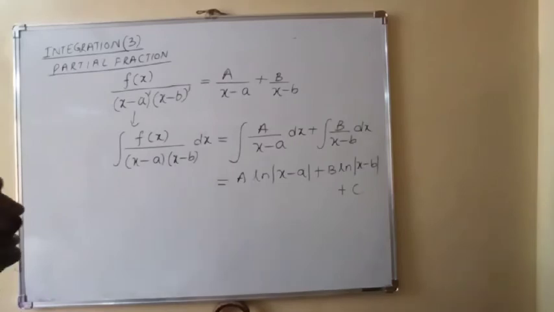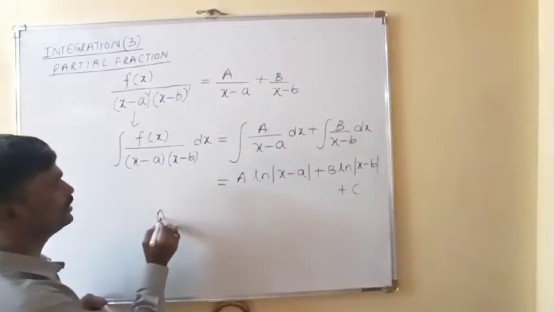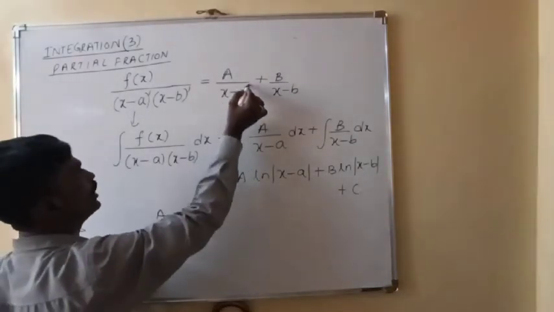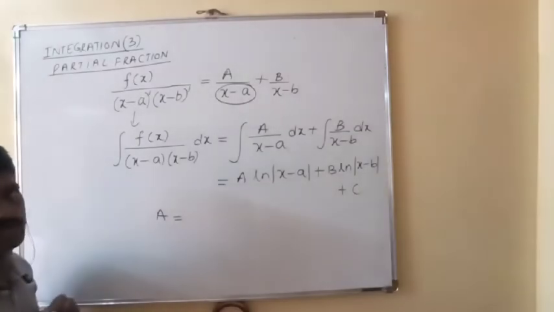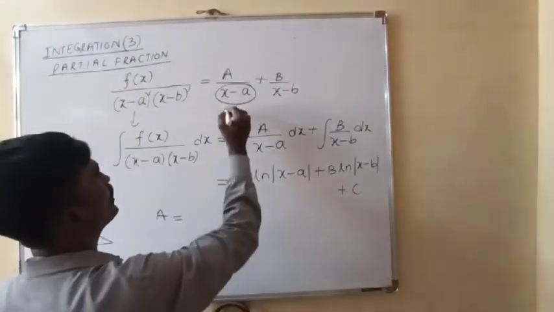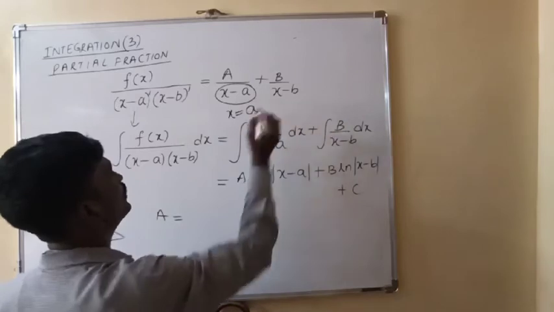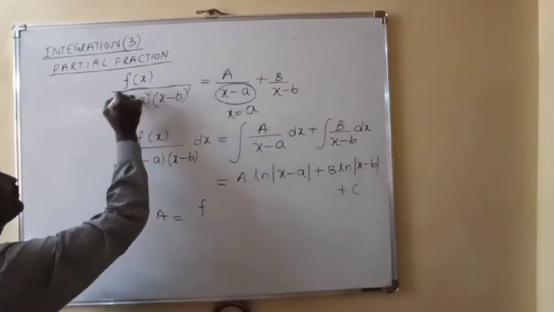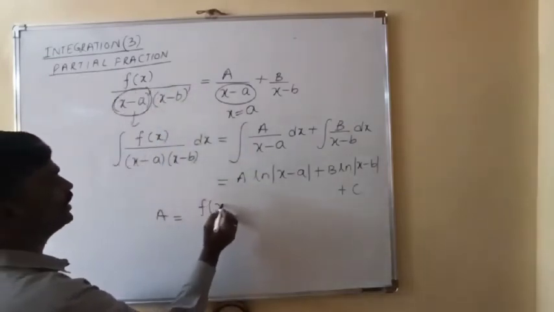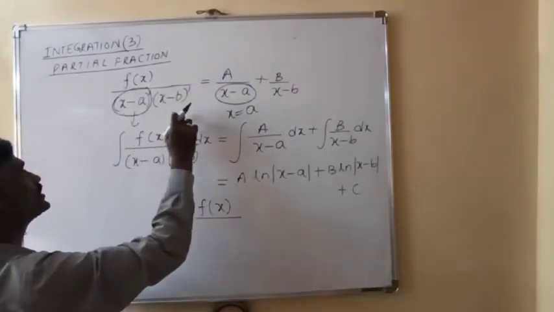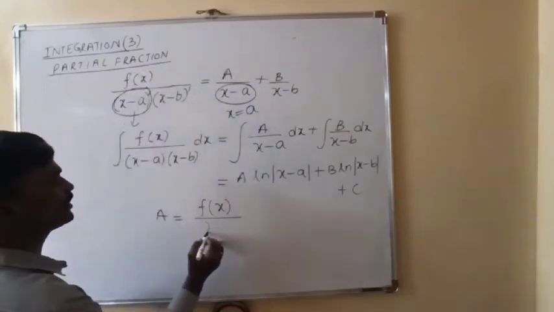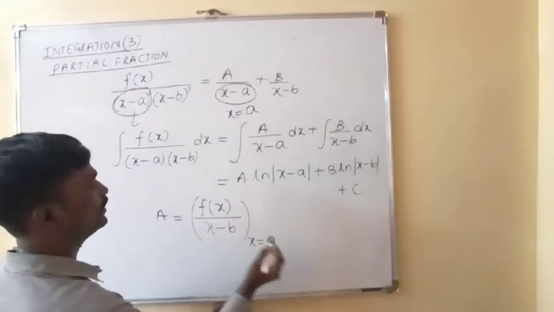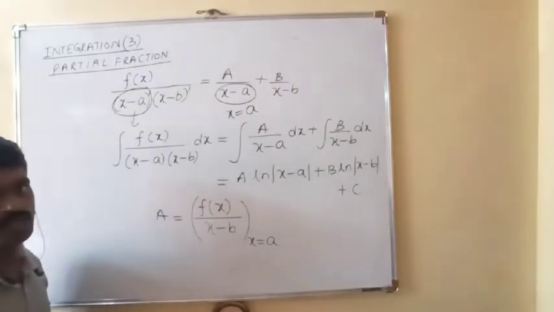Okay. So here A and B, how to find the A value and B value? The shortcut is, so here under A, what do we have as the linear factor? X minus a. You make it 0. If you make it 0, what will you get? X value, a. You put x is equal to a in the given problem other than the factor x minus a. That means the remaining factor, other than the x minus a factor, is what? F of x by x minus b. So in this factor you put x value a. Whatever answer you get, that is the value of A.